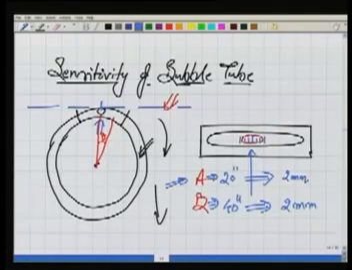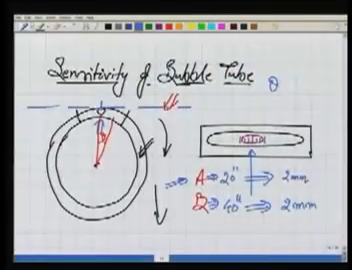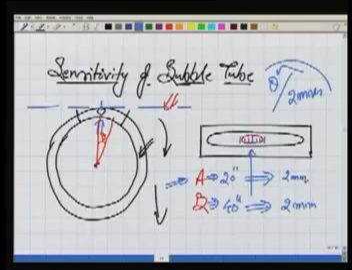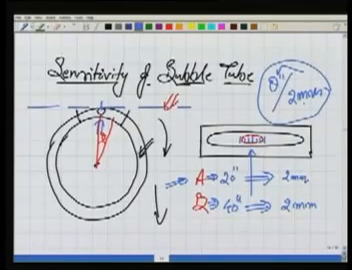So we define this sensitivity like this only. What is the angle theta by which we need to tilt the bubble tube in order to move the bubble by 2 mm? So this is how we define the sensitivity. This is theta seconds per 2 millimeter. That's the sensitivity of a bubble tube.